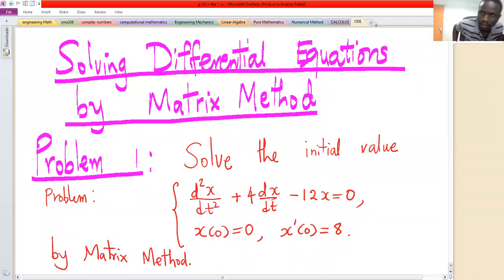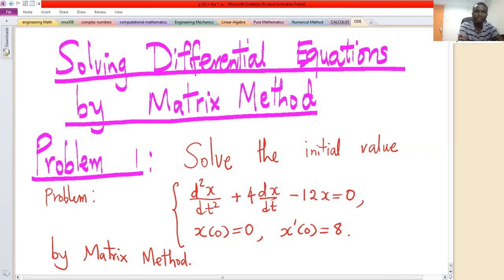Welcome to this session. In this session, we are going to solve a problem of differential equation using matrix method. So the question is, solve the initial value problem, d squared x dt squared plus 4 dx dt minus 12x equals 0, subject to the initial conditions that when t is 0, the value of x is 0, and when t is 0, the first derivative of x is 8.